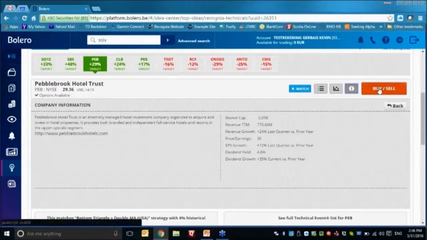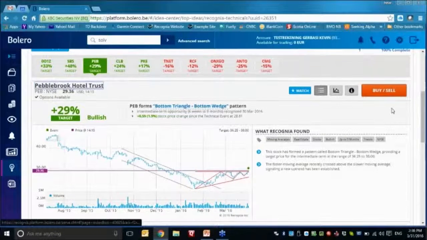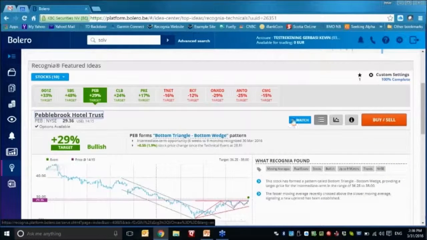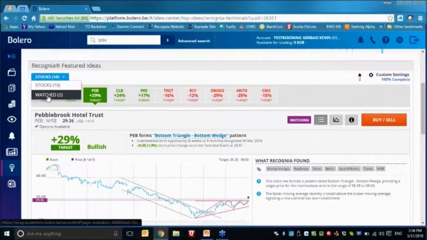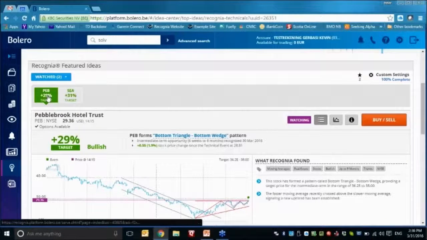Now notice I can actually buy and sell right from this page. If I want to buy the stock based on what I've seen, I can say buy. That'll take me to the equity order entry page on Bowlero's site. Maybe more likely, I want to just watch this for a little while. I want to put it on my watch list. So what I can do is click on watch, and this now changes to say watching. So this is on my watch list. This little star here tells me how many stocks are on my watch list. There's currently 2. And I can toggle between today's featured ideas and the stocks that I'm watching, just like that. So here's the 2 that are on my watch list today.